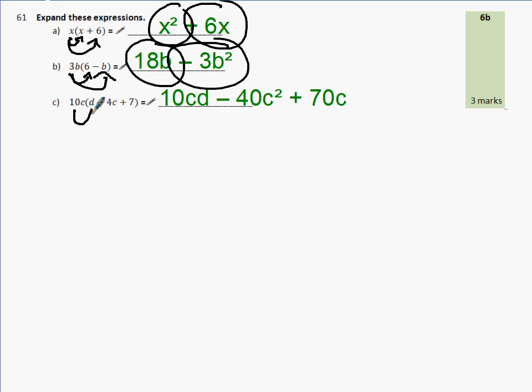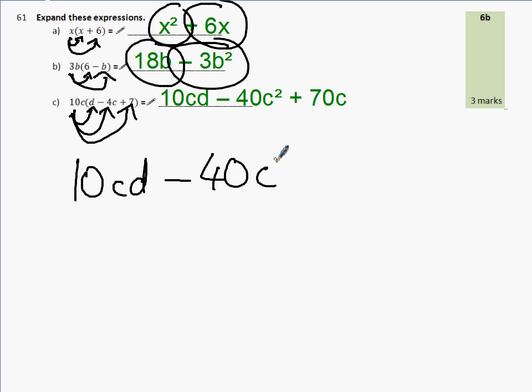Now we need to do 10c times by d, times by take away 4c, and times by add 7. So 10c times d, 10cd. 10c times take away 4c is take away 40c squared, and then 10c times by 7 gives you add 70c.